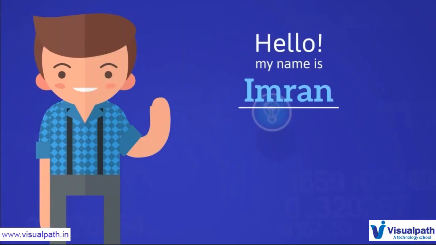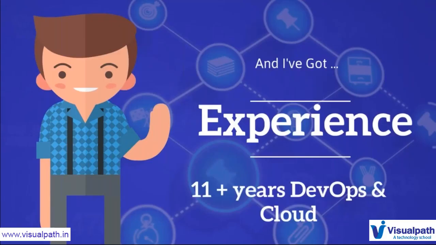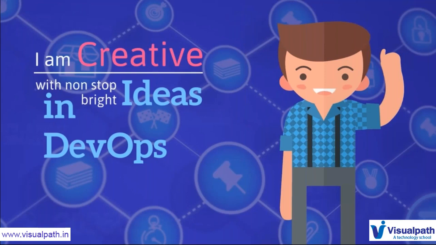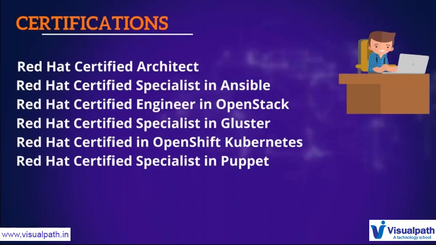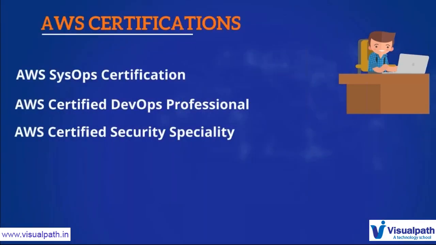I'm here to start DevOps from scratch and take you all the way to implementing it in your project. I have 11 years of experience in DevOps and cloud computing, and I have a lot of ideas that I implement in projects, and the same ideas I try to put in the course. I'm certified in various areas in DevOps and cloud computing. I'm a Red Hat certified architect with Ansible, OpenStack, Kubernetes, Puppet, Gluster certification. Also certified in AWS, in SysOps certification, DevOps, and security specialty.